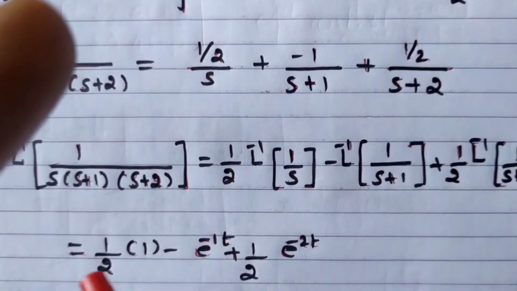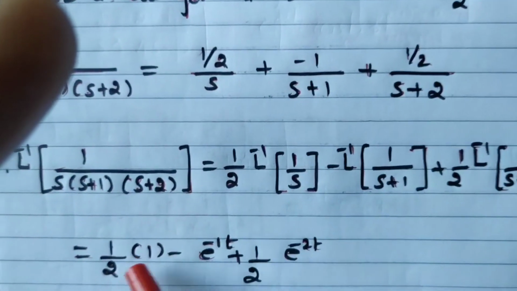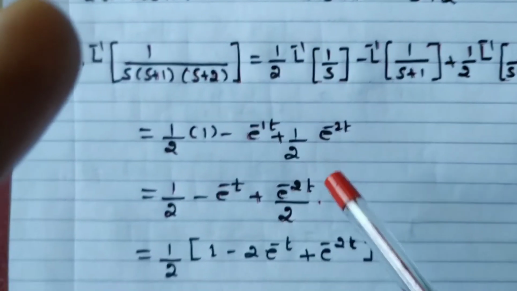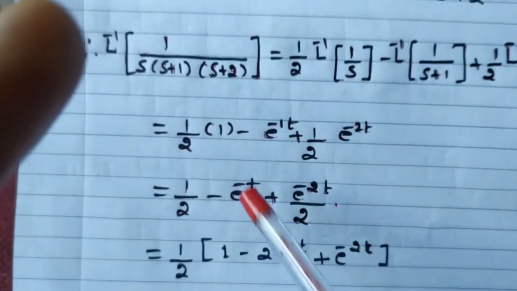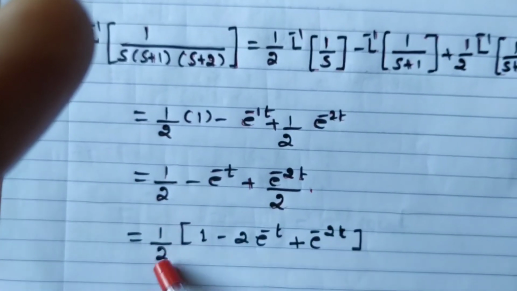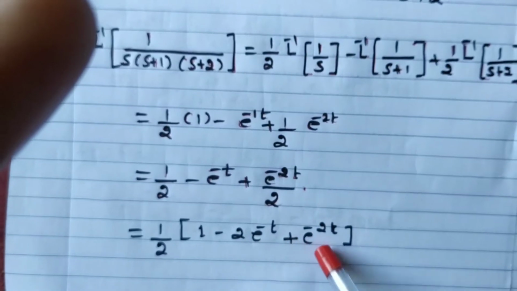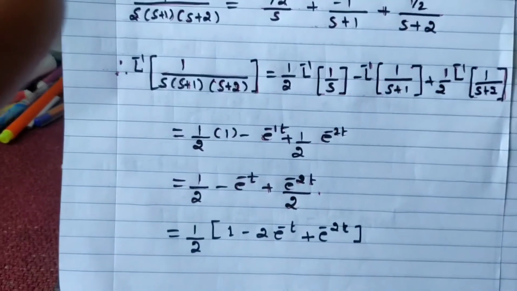So we have the direct answer. 1 by 2, L inverse of 1 by s is 1, this one is e raised to minus t, and this one is e raised to minus 2t. Taking 1 by 2 common from all three terms, we are left with 1 minus 2 into e raised to minus t plus e raised to minus 2t.